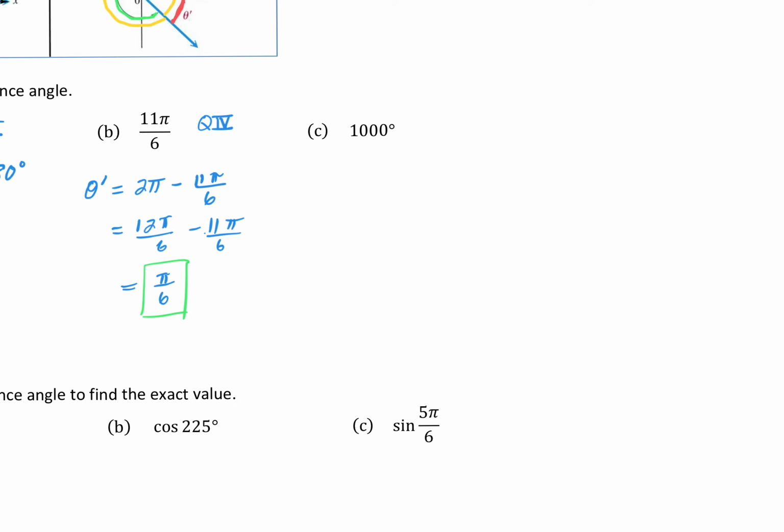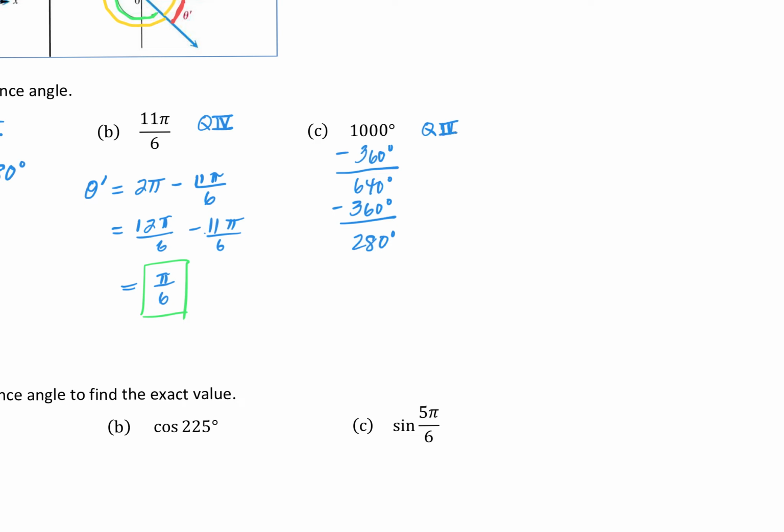So if we look at C, C is 1,000 degrees. Well, the circle only goes up to 360 degrees. I'm going to have to first keep subtracting 360 till I get to something between 0 and 360. So if I minus 360 degrees, I get 640 degrees, still too big. Subtract 360 again, I get 280 degrees. Okay, so that is something between 0 and 360, and that's also in quadrant 4.